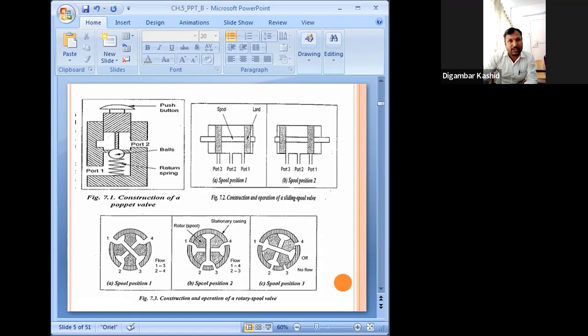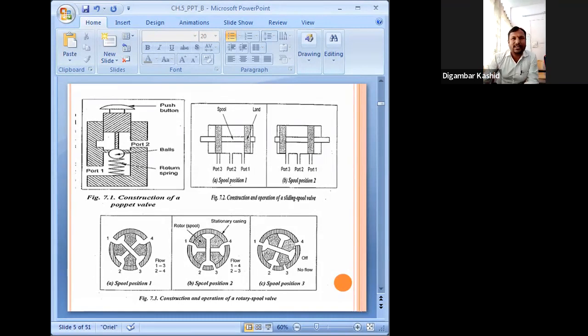That is the first position, spool position number 1. In the second position, you can see the position is changed. So 1 to 4 is possible, and 2 to 3 is possible. Now see, the valve casing is stationary, but your spool will rotate.